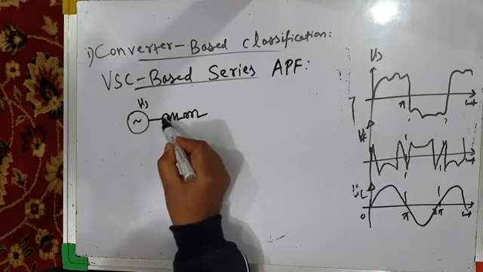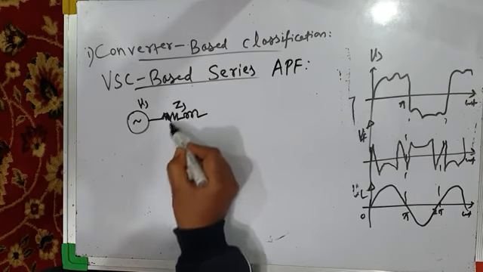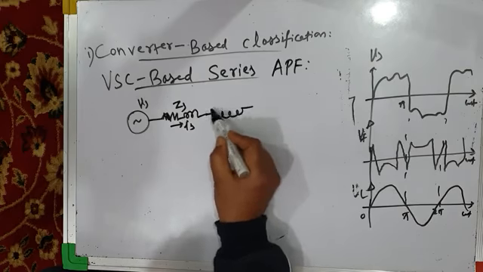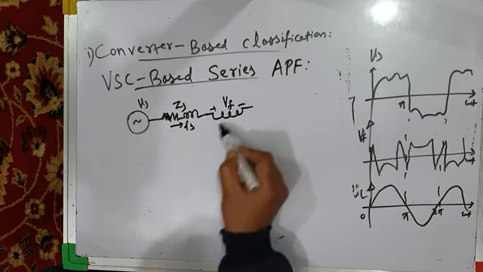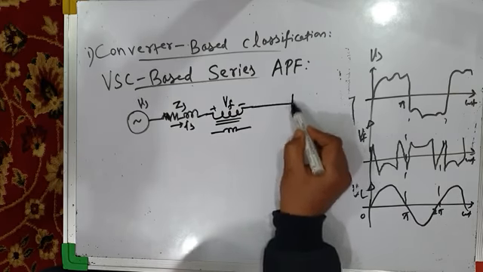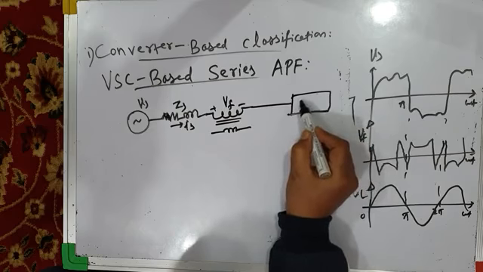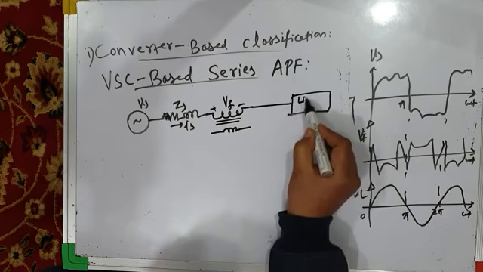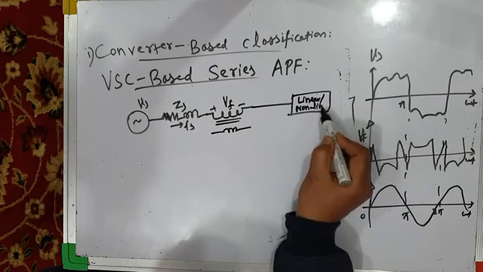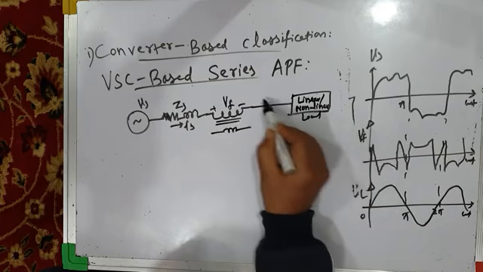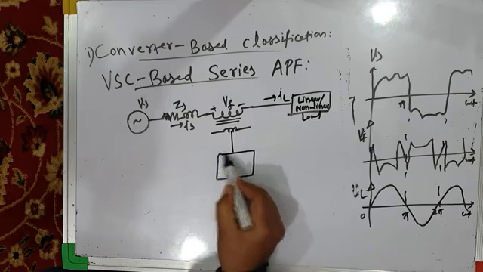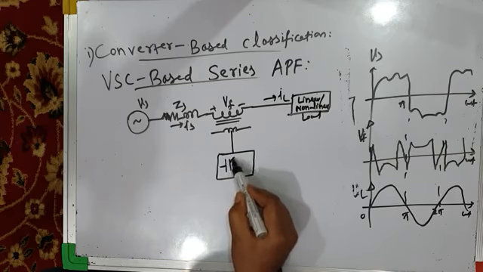This is source impedance ZS, source current IS, and this is the injected voltage VF by your series active power filter. And this is, say, the load. It may be a linear or non-linear load, and the load current is IL. Anyway, this is our voltage source converter based series active power filter.